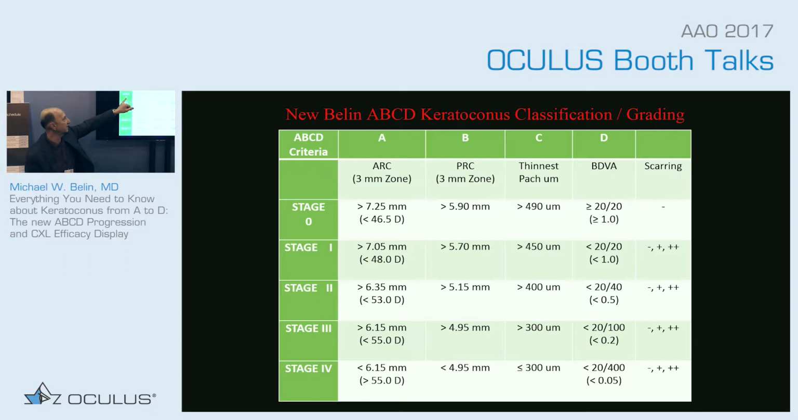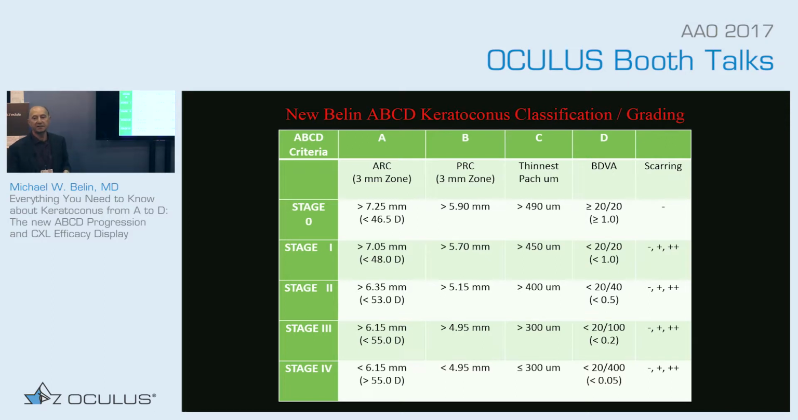And then we also added a stage 0, because if you think about it, Amsler-Krumeich doesn't recognize a normal eye. Everything is staged 1, 2, or 3, which we view as disease. So we came out with 0, 1, 2, 3, and 4. We took those standard deviations that we used on the anterior surface and then applied it to the posterior surface and the corneal thickness. And then we also added a distance visual acuity.